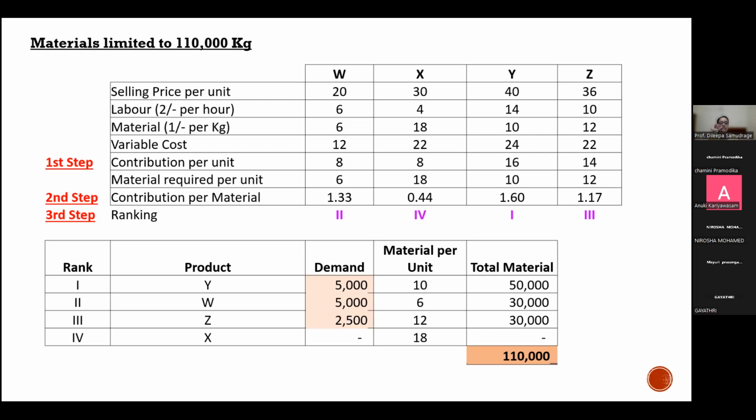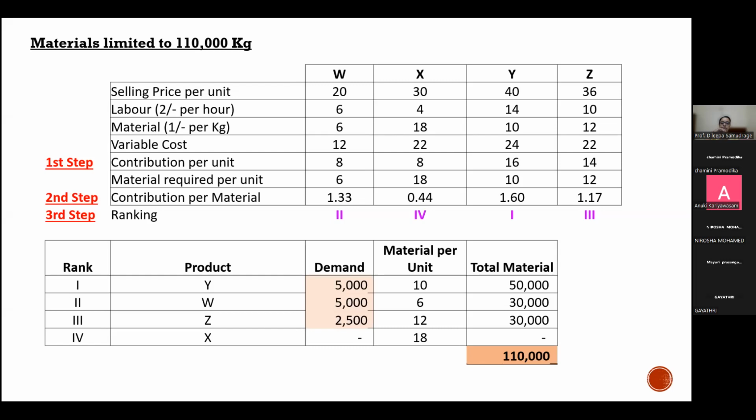And we'll move on to the product X. We have calculated the contribution per unit as 8, 16, and 14. As our limiting factor is materials, the second step is to calculate the contribution per material. So we have the material required per unit as 6, 18, 10, and 12 for each product. So basically we have calculated the contribution per material.